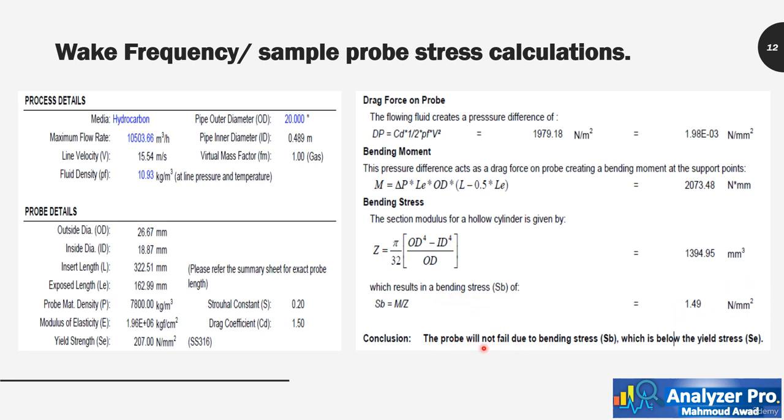In this example, after the calculations, we find that the bending stress is 1.49 Newton per millimeter squared, which is very low with respect to the yield stress of the probe material, which is equal to 207 Newton per millimeter squared for stainless steel 316. This means that the probe will not fail due to bending stress.